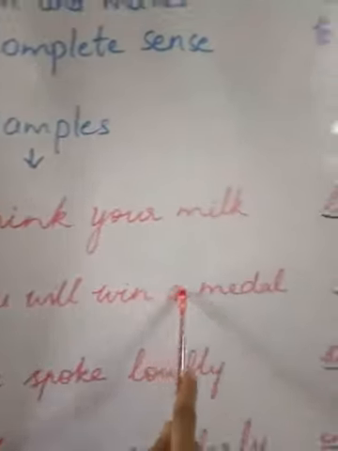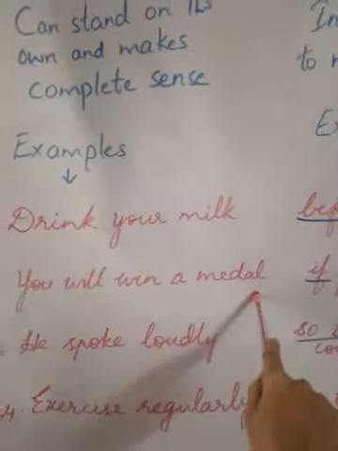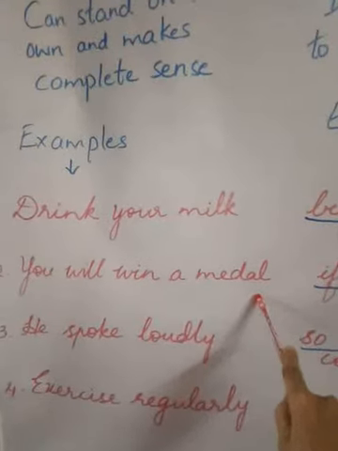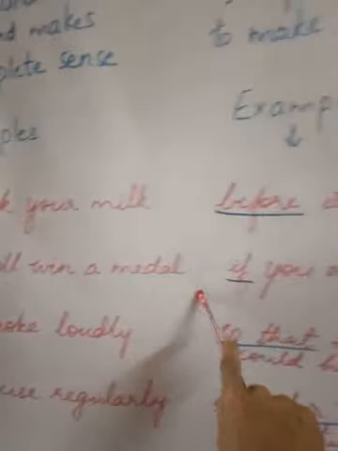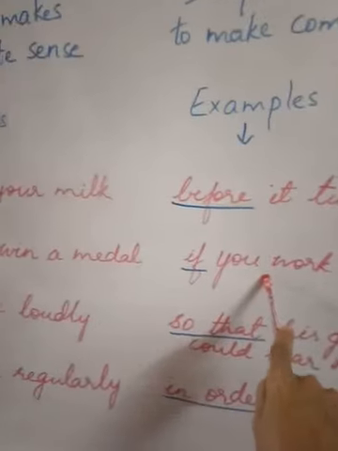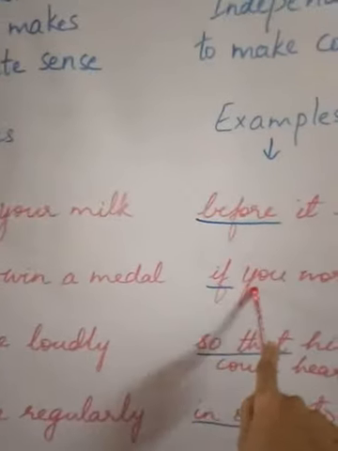You will win a medal if you work hard. So you will win a medal. This is the first part of the sentence, the independent clause. You will win a medal. It makes complete sense on its own. You will win a medal if you work hard. If you work hard is a subordinate clause. So this depends on the main clause to make complete sense.